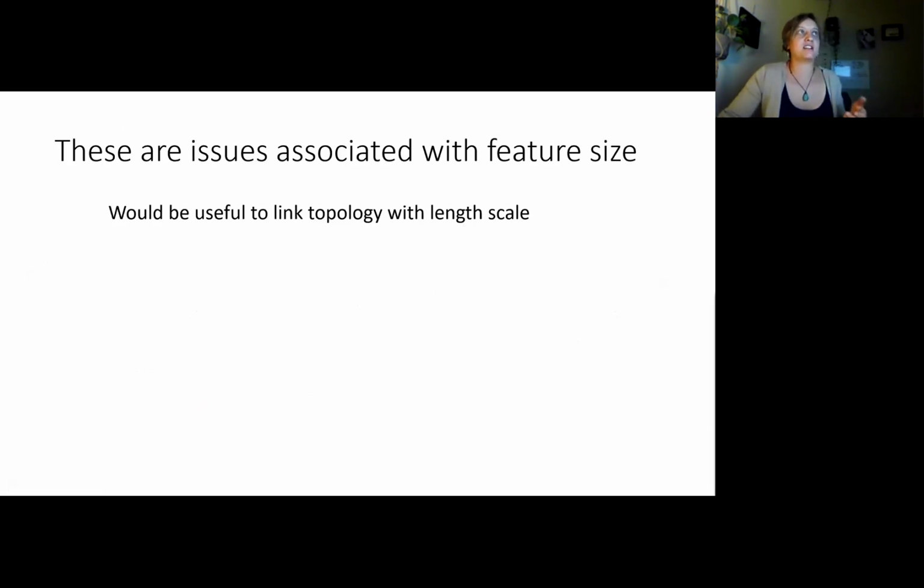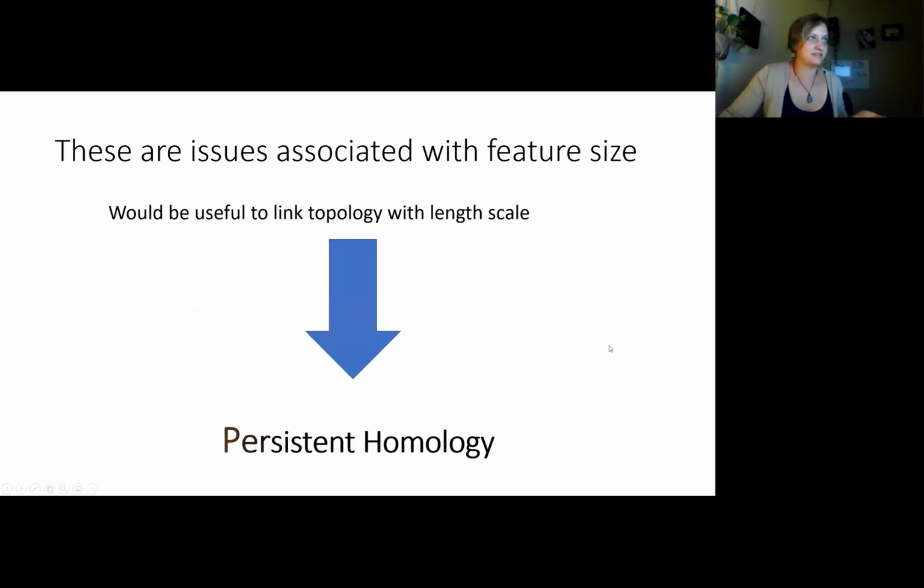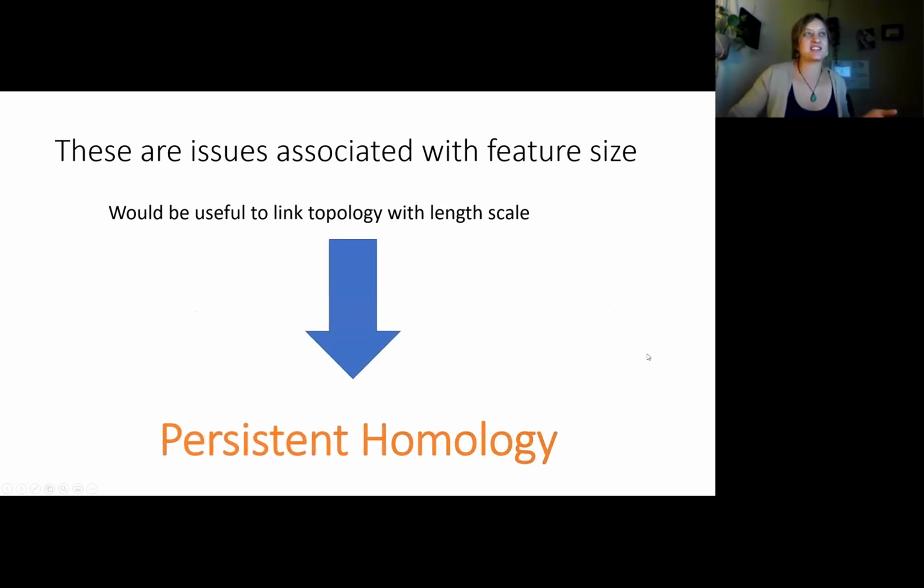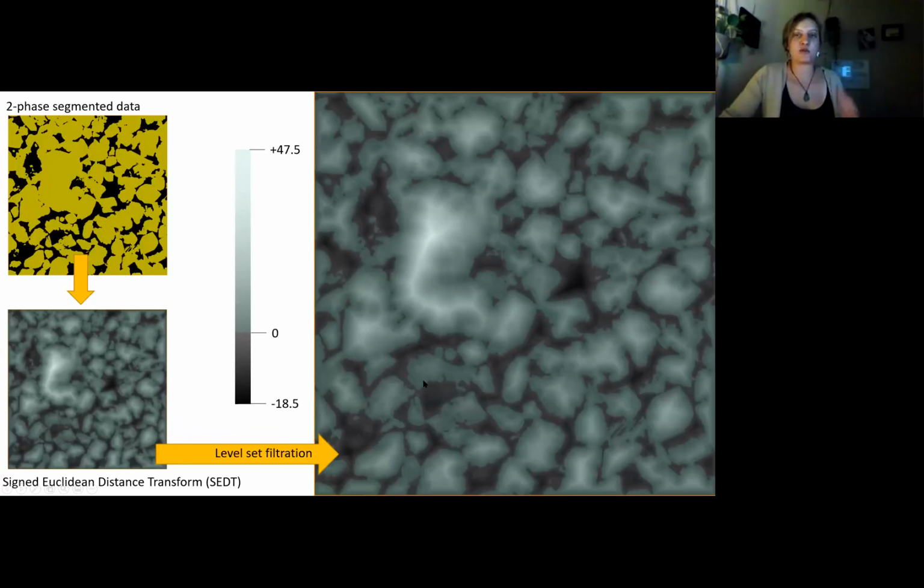Okay, so these are all issues that are associated with feature size. So it would be useful to link topology with length scale. That brings us to the titular topic of the talk, which is persistent homology. Homology in this case means similar structure, more specifically similar topological structure. And the phrase persistent indicates that we're measuring how these structures persist over a range of length scales. So persistent homology seeks to answer the question: over what range of length scales does an individual feature maintain its same topology? Okay, so I'm going to try to explain how the persistent homology technique works.